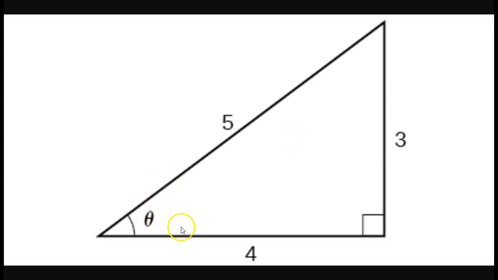Over here, we're going to find the sine of theta. We know that sine is the opposite over the hypotenuse. This is theta over here. The sine of theta is the opposite, which is 3, over the hypotenuse, which is 5. So the sine of theta is 3/5 for this particular triangle.